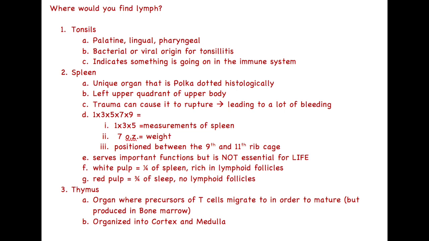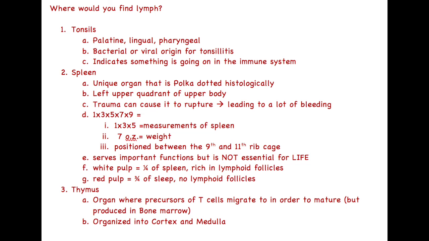And then the thymus is actually located in the mediastinum behind the sternum, and the thymus is the organ to which precursors of T lymphocytes migrate to undergo their final development. So, like I mentioned earlier, T cells are different than B cells because they leave the bone marrow and travel to the thymus, which is where they are matured, and then they can perform their function as T lymphocytes.